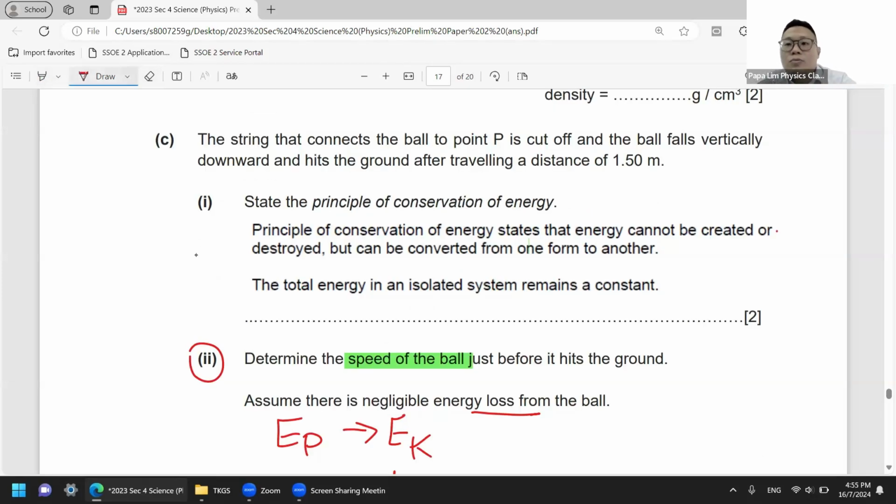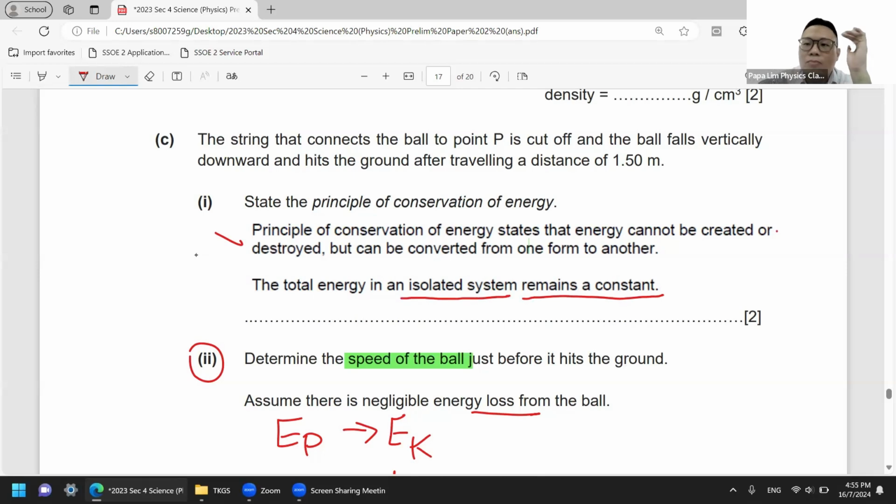Now, for this question, I'm actually more concerned about C part 1, whereby the question asks students to state the principle of conservation of energy. For this type of question, from my experience, the students always remember to write the first segment. Very often, most of the students will forget to write the second statement, which is that total energy remains constant, and it has to be in an isolated system.